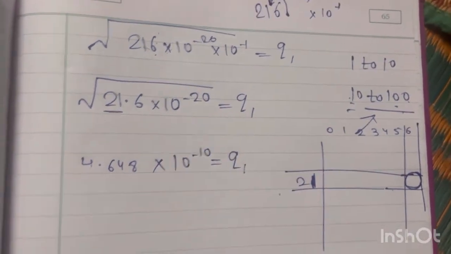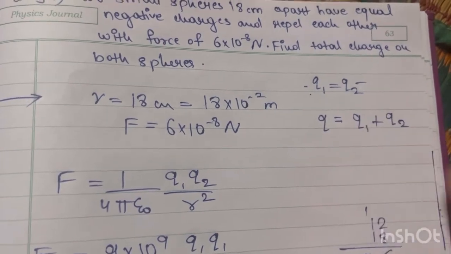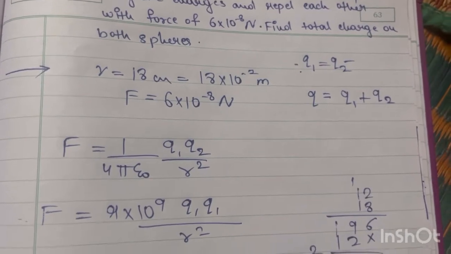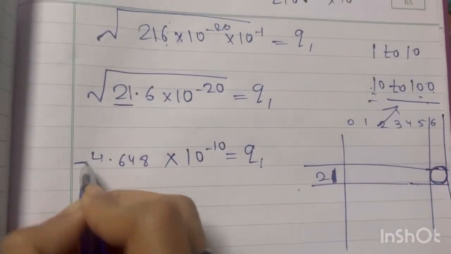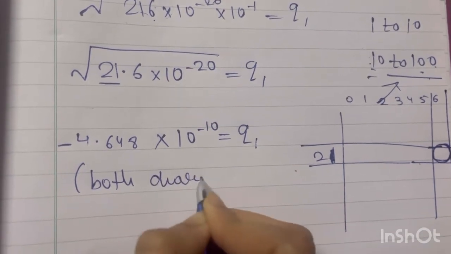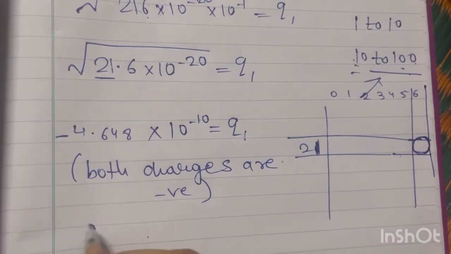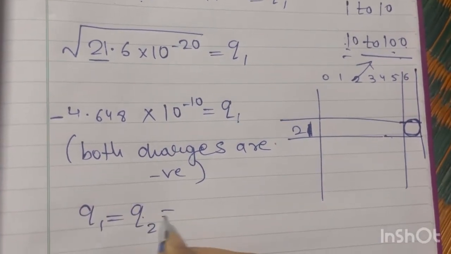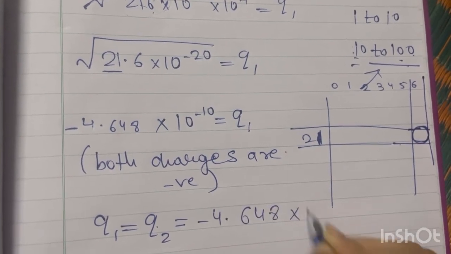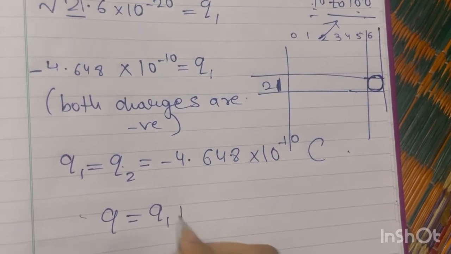So as it is mentioned in the question, both the charges are negative, even q1 is negative and q2 is negative, therefore there is repulsion between them. So here I will mention the negative sign and I will write in the bracket both charges are negative. So the value of q1, which is equal to q2, is minus 4.648 into 10 raised to minus 10 coulomb. Now they want me to calculate Q, that is q1 plus q2.